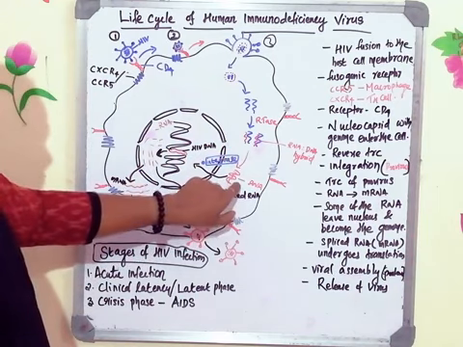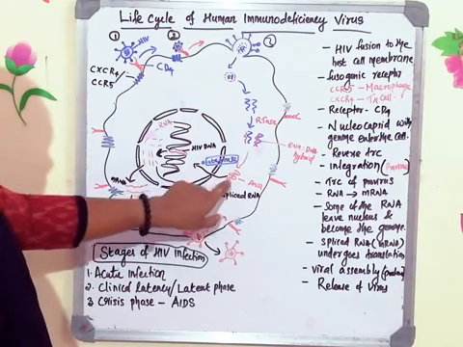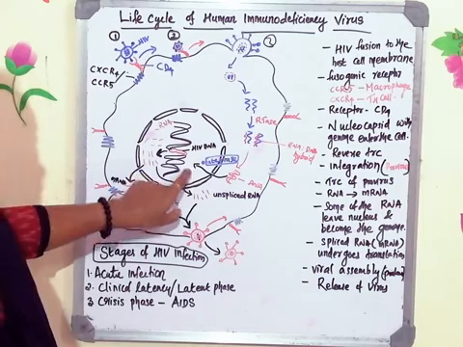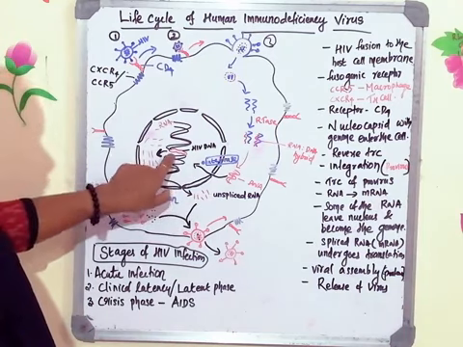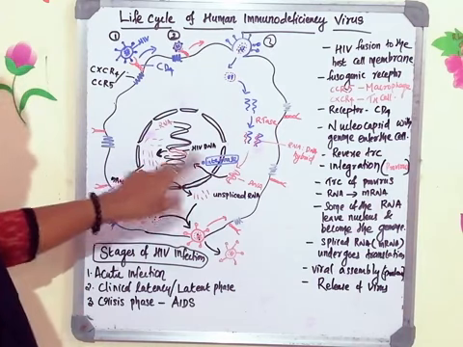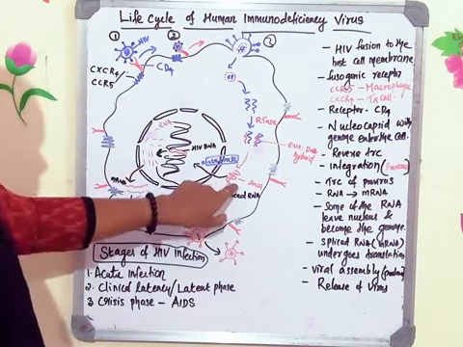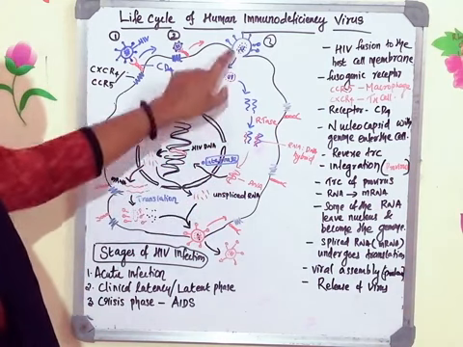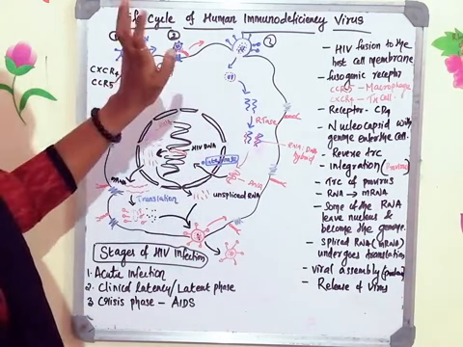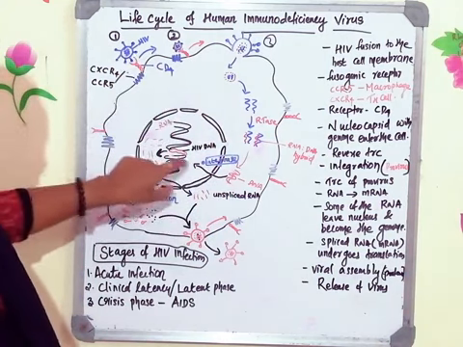So once the complementary DNA is synthesized, it enters into the nucleus, integrates with the host DNA. Clear? So the double stranded DNA will be formed, and this double stranded DNA enters into the nucleus with the help of the integrase enzyme which is there within the HIV, that will help in the integration.